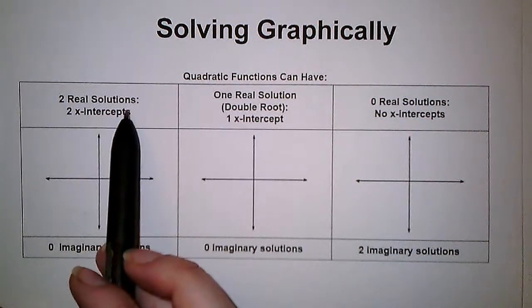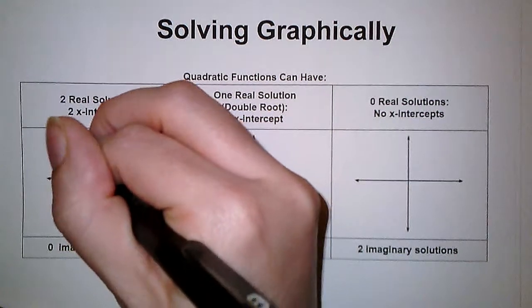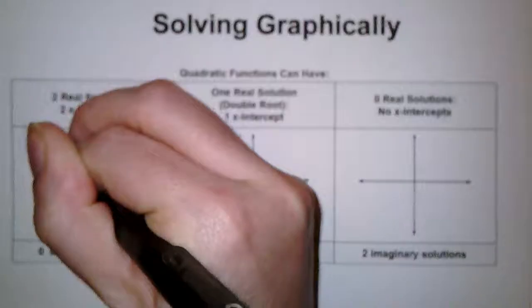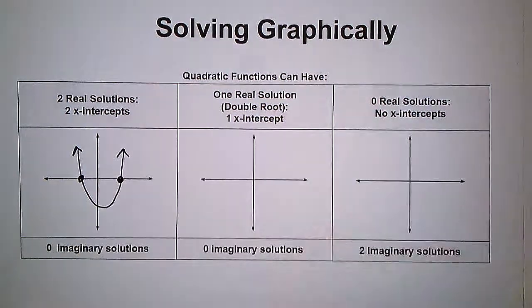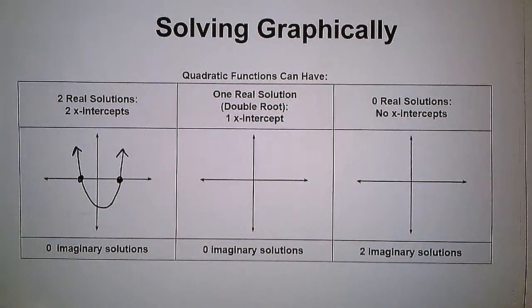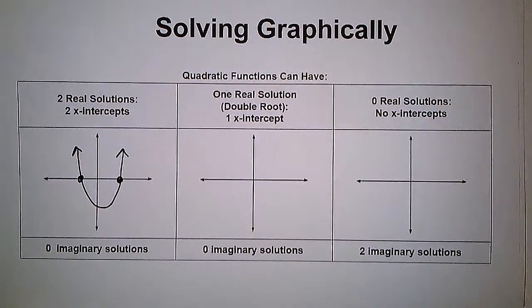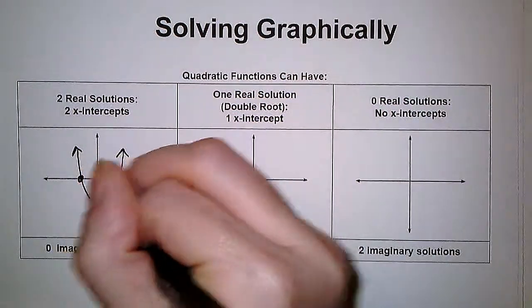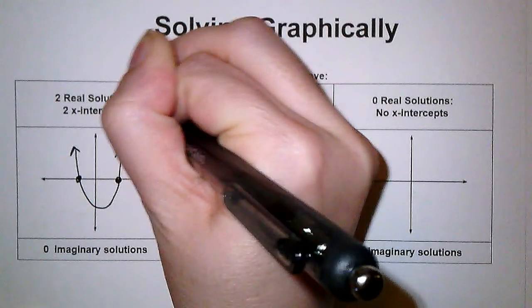Two real solutions means that it has two x-intercepts. So I'm just going to draw a quick one here. Yours can look like anything you want as long as it's crossing in two spots. So those are our two x-intercepts. We will also refer to those as solutions. Sometimes we will also call those roots. So we use those terms a lot interchangeably.